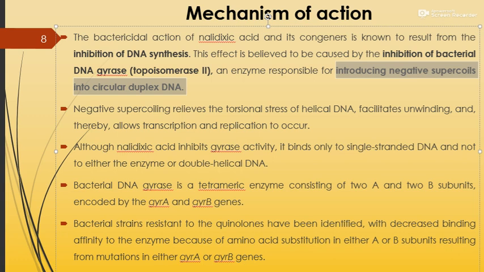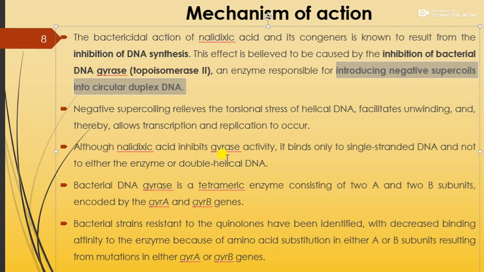The next point is the mechanism of action of quinolone derivatives. The bactericidal action of nalidixic acid and its congeners is known to result from the inhibition of DNA synthesis. This effect is believed to be caused by inhibition of bacterial DNA gyrase, a topoisomerase, the enzyme responsible for introducing negative supercoils into the circular duplex of DNA. The negative supercoiling relieves the torsional stress, or strain, of the helical DNA, facilitates unwinding, and thereby allows transcription and replication to occur.